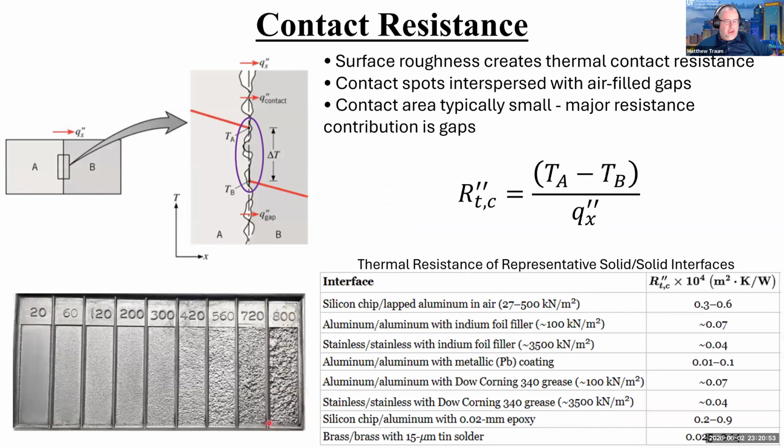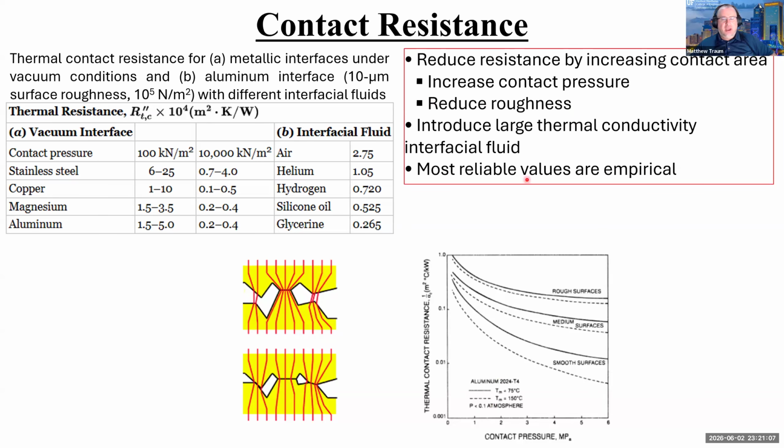If you're rough, you can lap the surface down to improve its surface roughness and get here. And if you're much more smooth, then you have a lot fewer air gaps. And so that's another way of reducing contact resistance, is reducing the surface roughness.